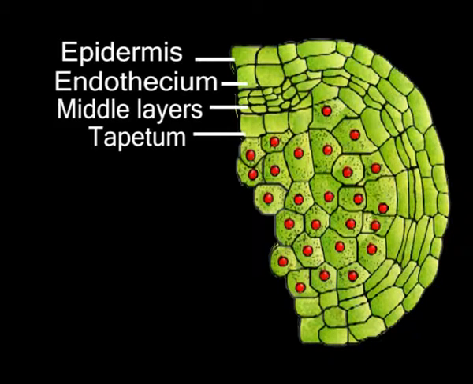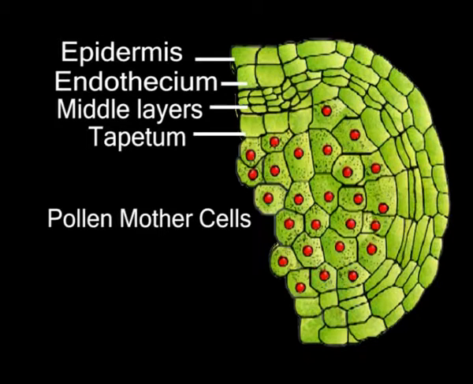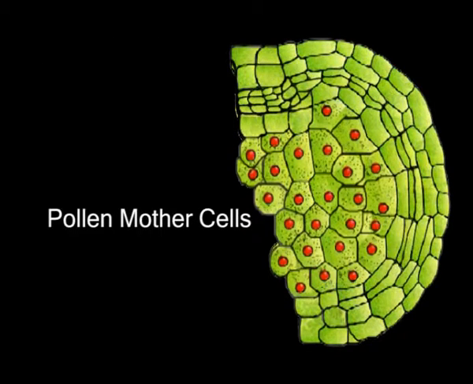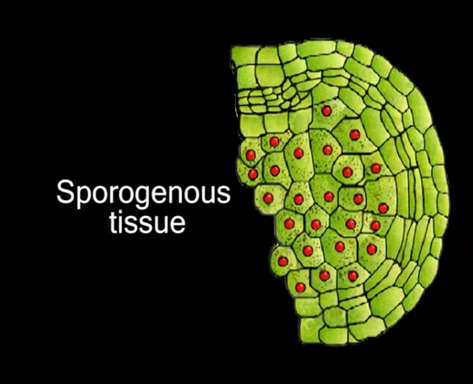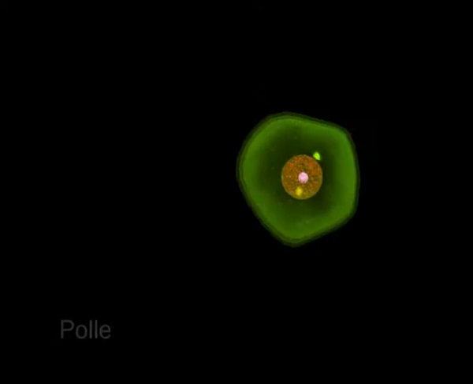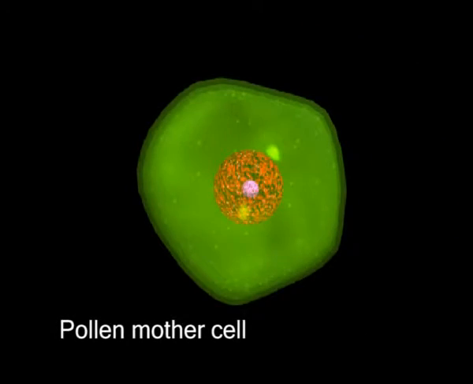The innermost layer, the tapetum, nourishes the developing pollen grains, which develop from pollen mother cells. These pollen mother cells are compactly arranged and form the sporogenous tissue. So here we can say that the center of each microsporangium is occupied by this sporogenous tissue. Now each pollen mother cell undergoes meiotic division to form a microspore tetrad.